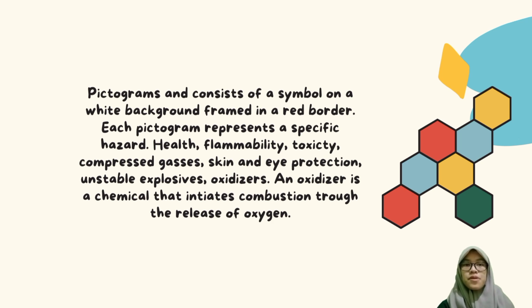Each pictogram represents a specific hazard: heat, flammability, toxicity, compressed gases, skin and eye protection, unstable explosives, oxidizers. An oxidizer is a chemical that induces combustion through the release of oxygen. Environmental hazard and acute toxicity. Now you know how to identify potential chemical hazards by looking at both safety datasheets and chemical labels.